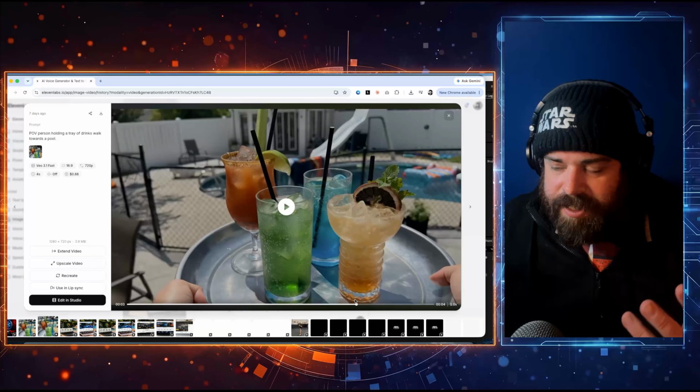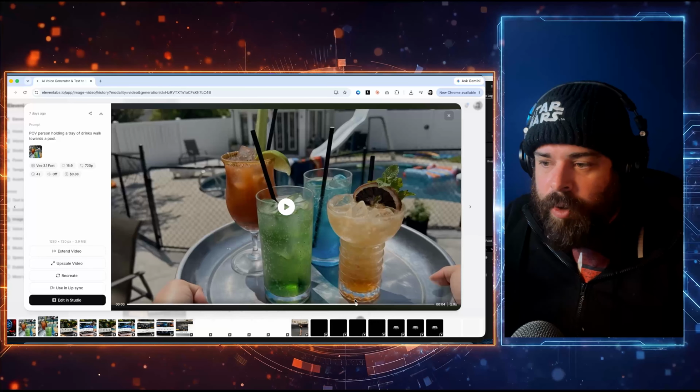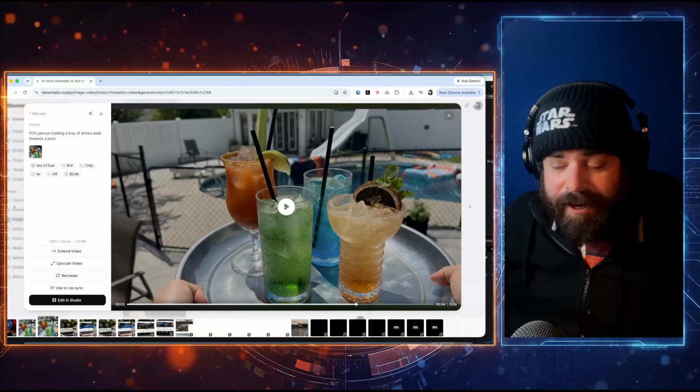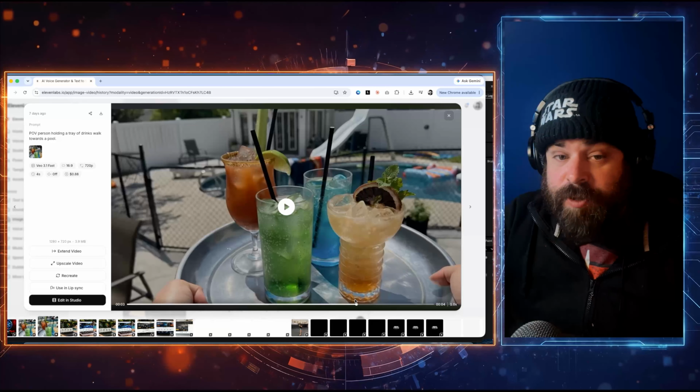And that's kind of a key. This is what I mean by this is some of the best use of AI. It's because we're not creating full AI from scratch. These are not AI drinks. These are not AI cocktails. These are actual drinks I made.